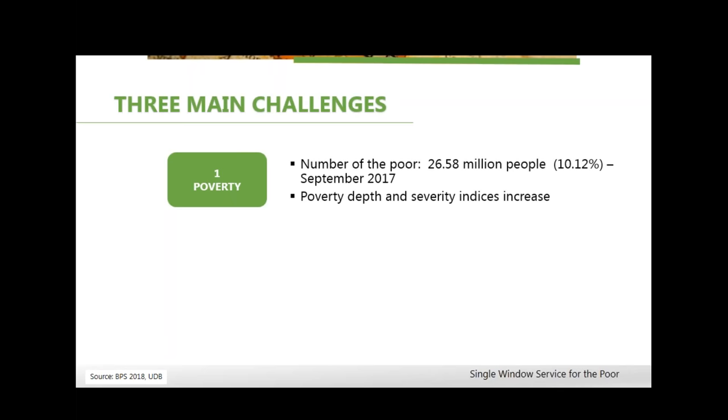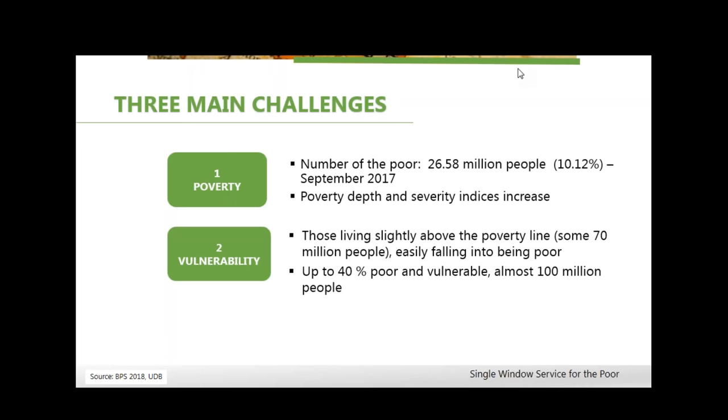And also, the number of the poor is combined with the high number of those who live slightly above the poverty line. It is estimated that not less than 70 million people live slightly above the poverty line and easily fall into being poor if there are shocks, like an economic crisis or other problems facing them. And if we refer to the unified database in Indonesia, around 40% are classified as poor and vulnerable. That's basically equal to almost 100 million people.